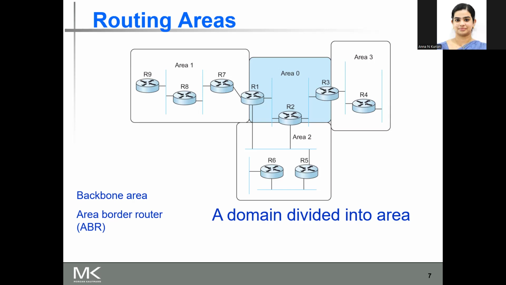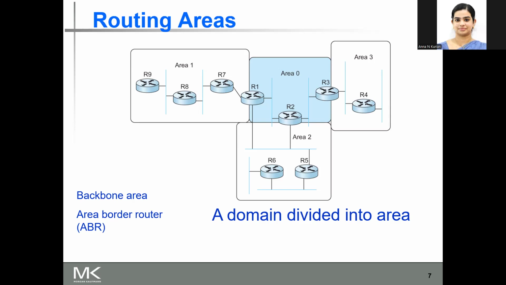The area border routers summarize the routing information that they have learned from one area and make it available in their advertisements to other areas. For example, here R1 receives the link state advertisements from all routers in area 1 and can thus determine the cost of reaching any network in area 1.